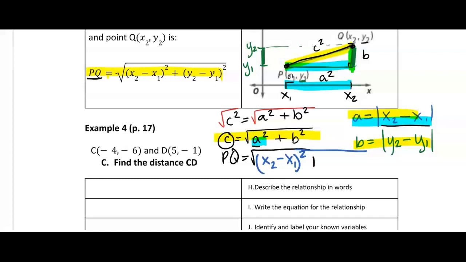plus our b, which is y sub 2 minus y sub 1, or our second y-coordinate minus our first y-coordinate, and then that b is also squared. And that is what gives us this formula. Whether you write all that down or not, you've already either done it at this point or you haven't, but I want you to see where this formula comes from so we can understand.